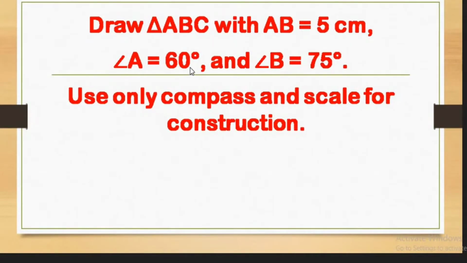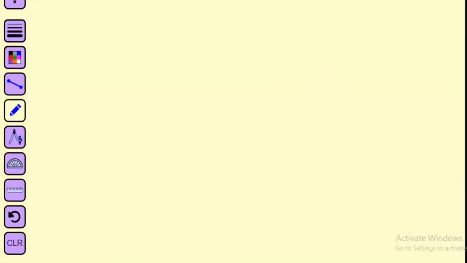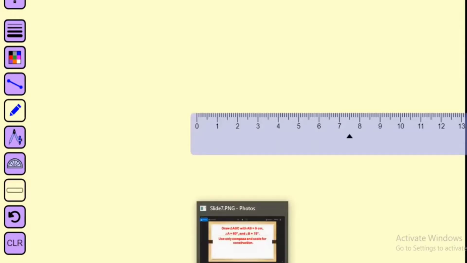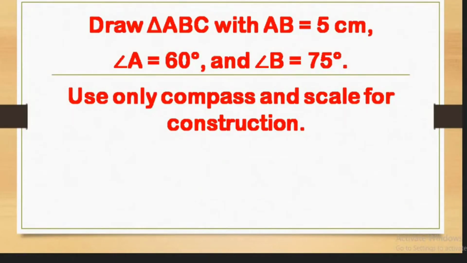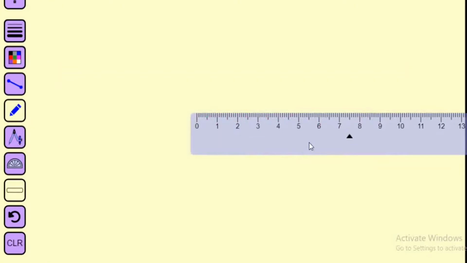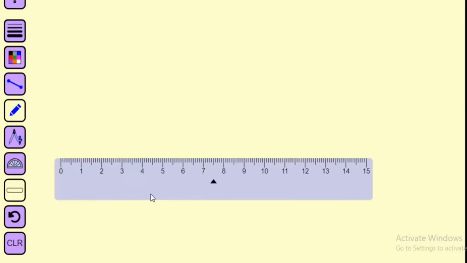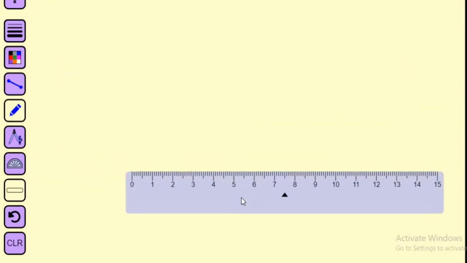Triangle ABC, we have to draw AB is equal to 5 cm, angle A is equal to 60 degree and angle B is equal to 75 degree. We have to use compasses and scale for construction. Here we are using protractor for measuring the angle. But you know how to construct angle 60 degree and angle 75 degree using the pair of compasses. Now I'll show you using the protractor.